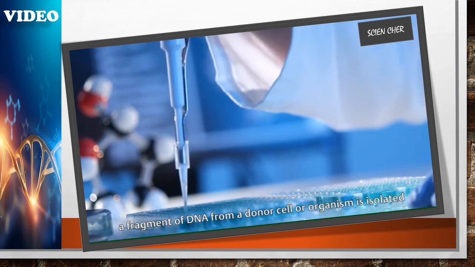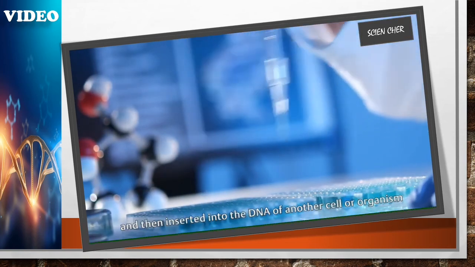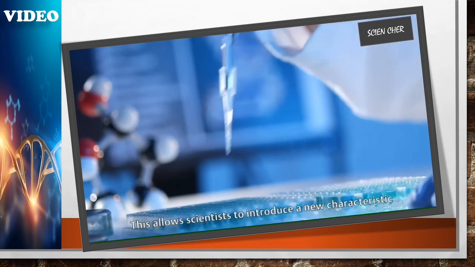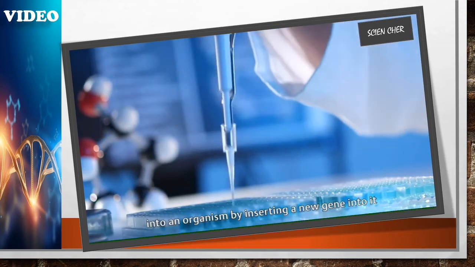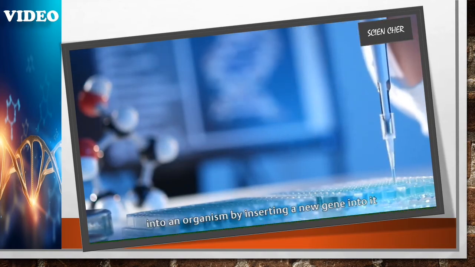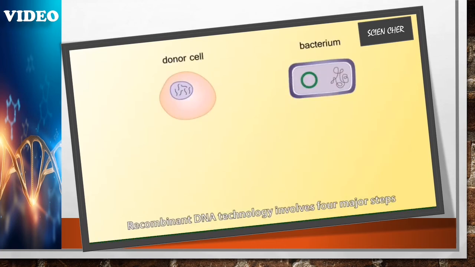In recombinant DNA technology, part of DNA from a donor cell or organism is isolated and then inserted into the DNA of another cell or organism. This allows scientists to introduce a new characteristic into an organism by inserting a new gene into it. Recombinant DNA technology involves 4 major steps.